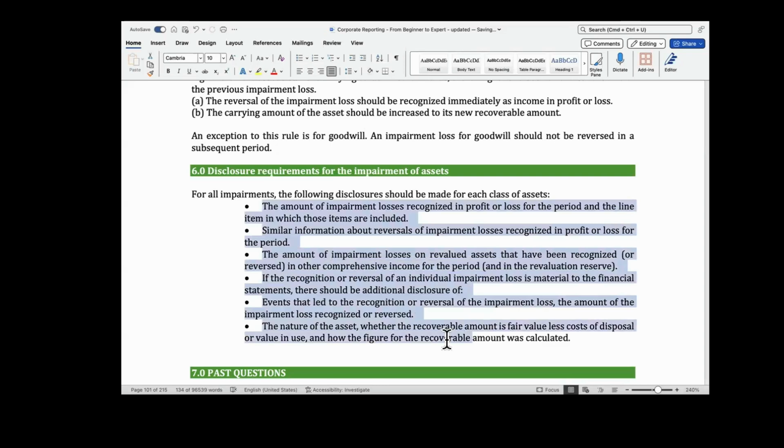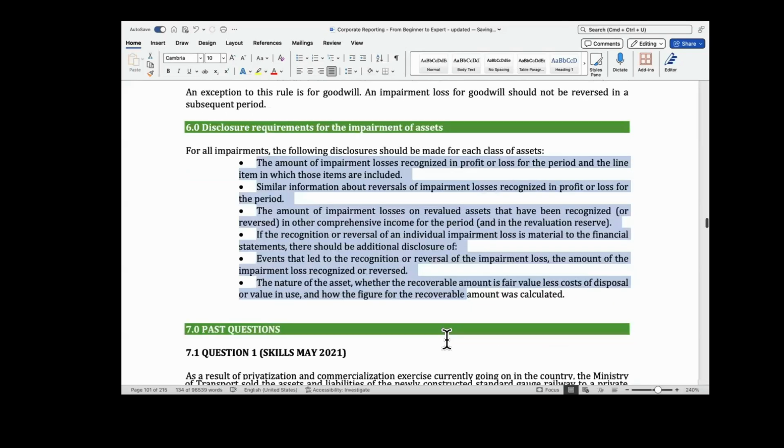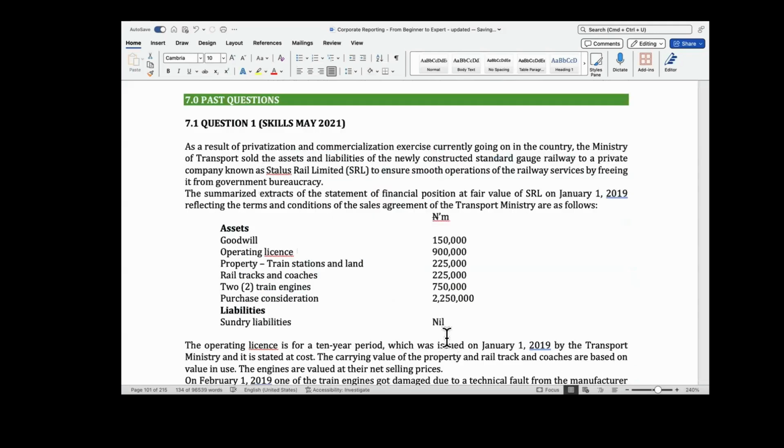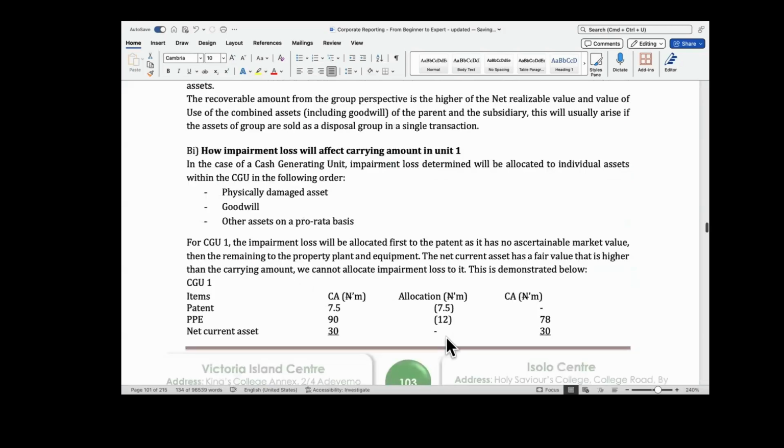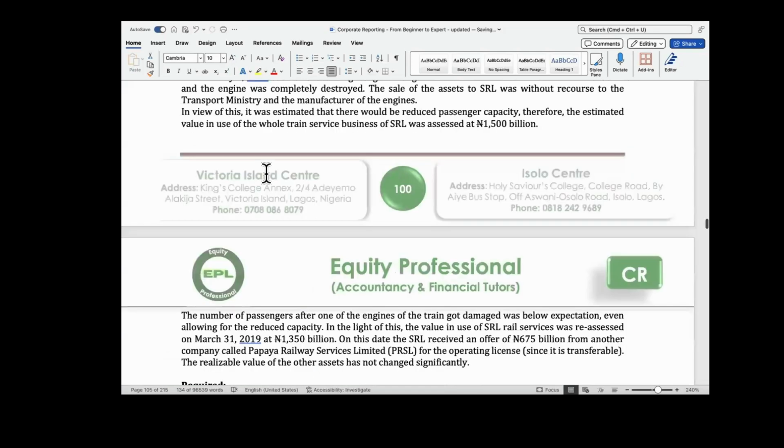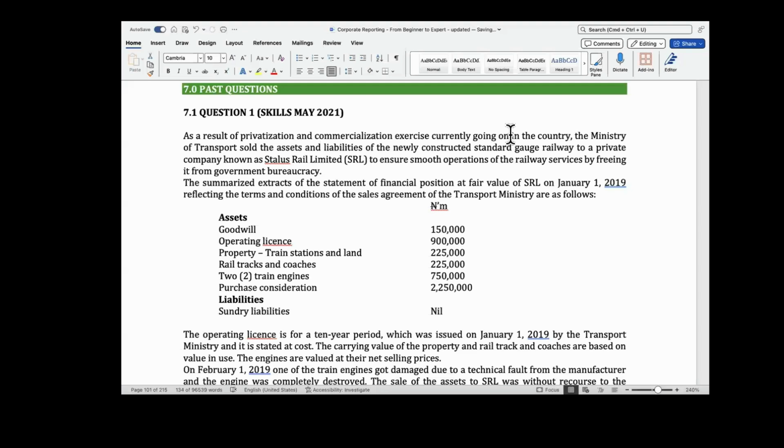Now let's solve some past questions. There are two past questions here, and I hope to look at the two. Let's look at this first one. It says that as a result of the privatization and commercialization exercise currently going on in the country, the Ministry of Transport sold the assets and liabilities of the newly constructed standard gauge railway to a private company known as Talos to ensure smooth operations of the railway services by freeing it from government bureaucracy.